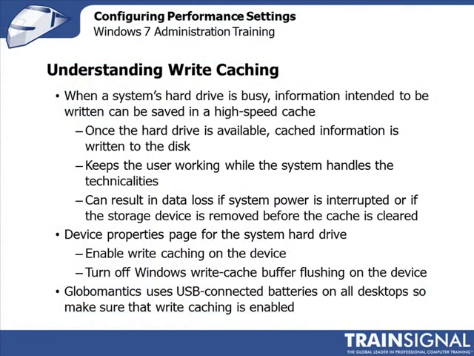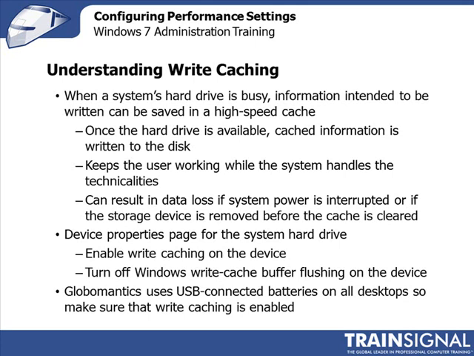Another performance option that you can configure is called write caching in Windows 7. Think of it like this. When a system's hard drive is busy, information that's intended to be written can be saved to a high-speed cache instead. What that basically means is this information will be stored sort of in RAM, and then once the hard drive is ready, information will be written to the hard disk. This allows the hard disk to continue what it was doing before, and the user is able to continue doing their work without having to wait for the system to catch up with anything. So once the hard drive is available, this cache information is written.